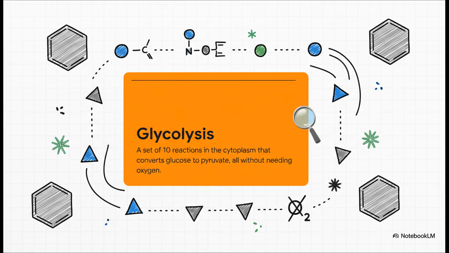It's basically a 10-step chemical assembly line. It takes one molecule of glucose, a simple sugar, and just starts breaking it down. And get this, the whole thing happens right in the main fluid-filled part of the cell, the cytoplasm. What's really wild is that this process is so ancient, so fundamental, that it doesn't even need oxygen to work.